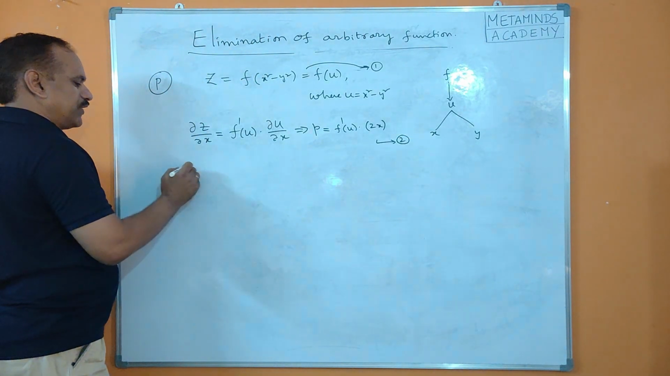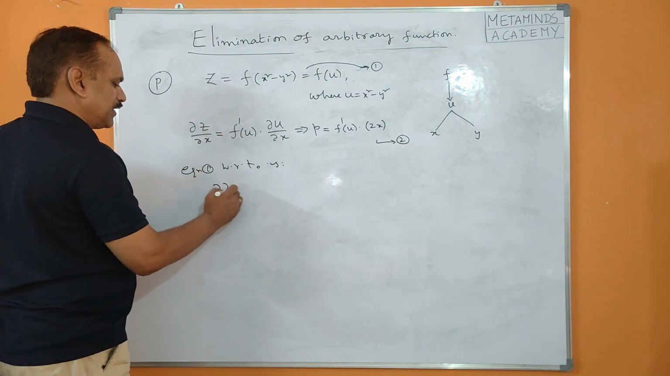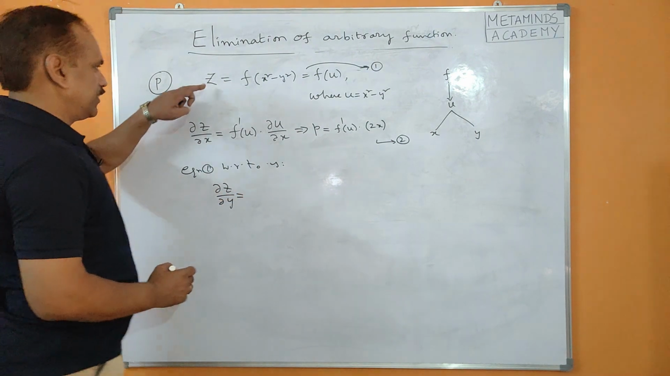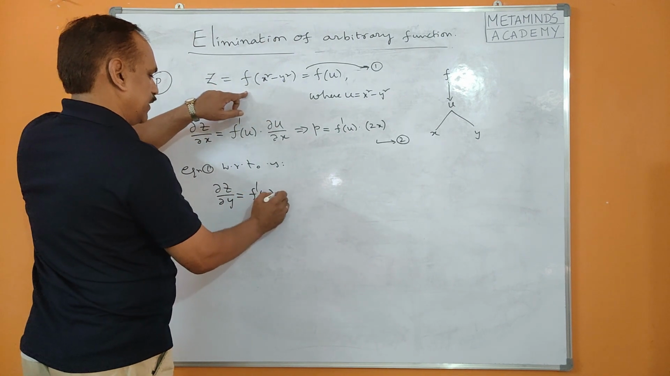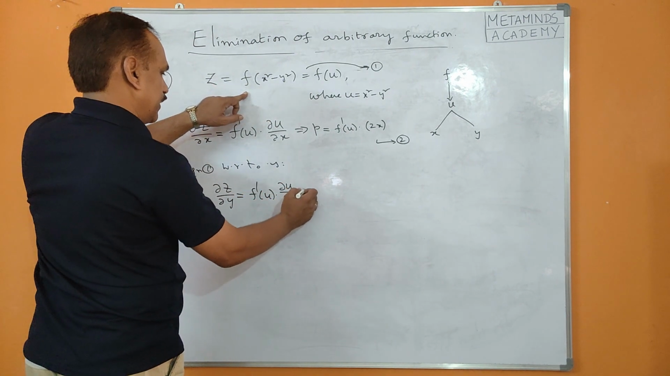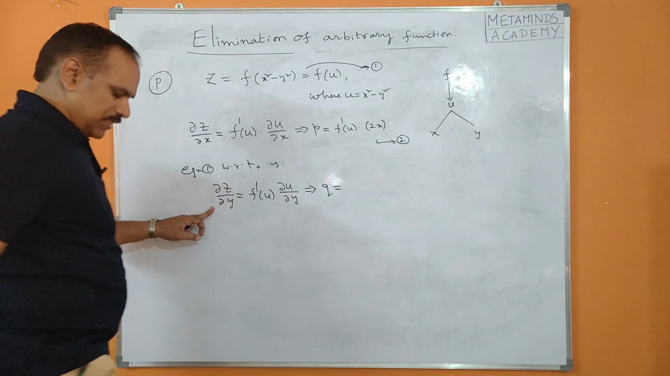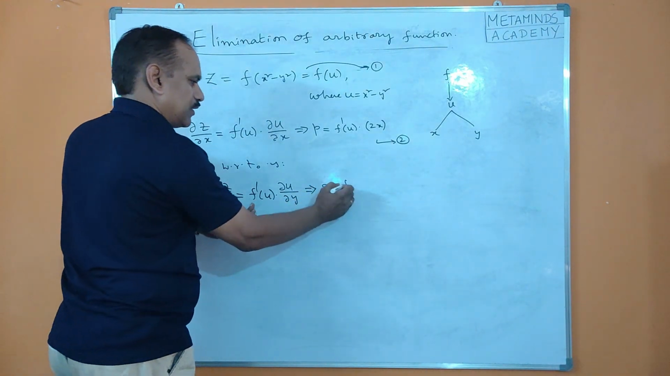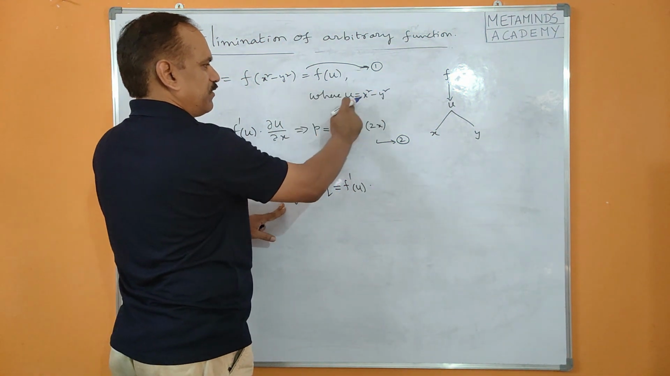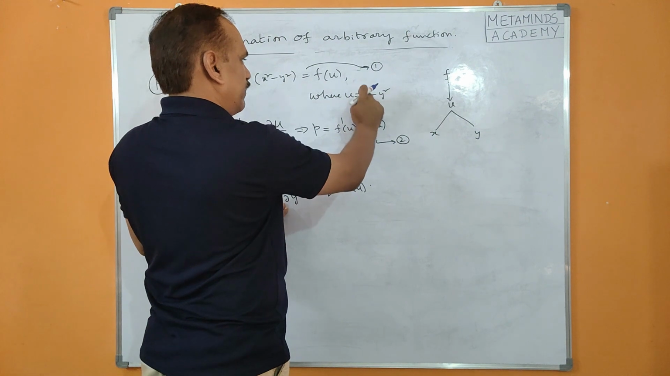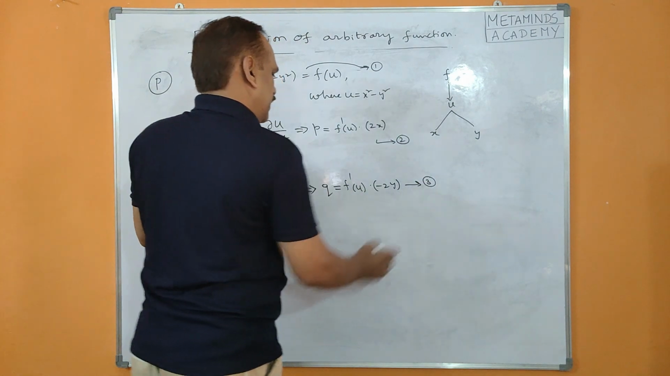Now you differentiate equation 1 with respect to y. What you will get? dou z by dou y equal to the derivative of f of u, which is f dash u, into dou u by dou y. So dou z by dou y is q, equal to f dash u multiplied by dou u by dou y. What is dou u by dou y? With respect to y, if you differentiate, the derivative of x square is 0, minus 2y. This is equation number 3.